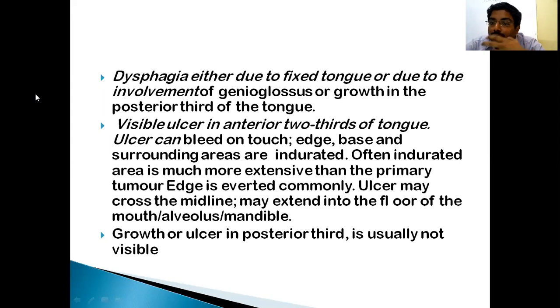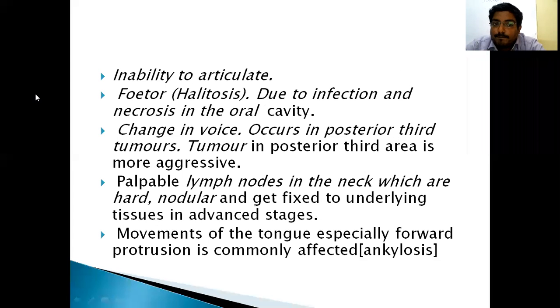Then visible ulcers. How visible? In the anterior two-thirds they are visible, but in the posterior third the ulcers are not visible. The ulcers will be indurated and will have everted edges, commonly seen. The ulcers of the anterior two-thirds bleed on touch. Why? Carcinomas mostly bleed on touch. Then the growth or ulcer in the posterior third is not visible. Then inability to articulate. Halitosis is a bad smell due to necrosis or infection. Then change in the voice, which occurs with a tumor in the posterior one-third area.